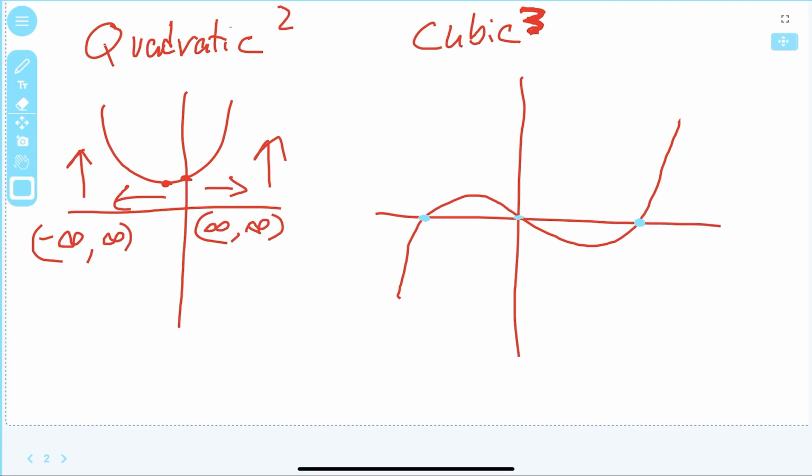Now, every cubic is going to look like this. Quadratics have the same direction for the end behaviors, right? Cubic is going to look different. They're always going to be pointing in opposite end behaviors. So, as x approaches negative infinity, what does y do? Negative infinity. As x approaches positive infinity, what does y do? Positive infinity. They're opposites. Okay? Quadratics, they're the same. Cubics, they're going to be opposites.